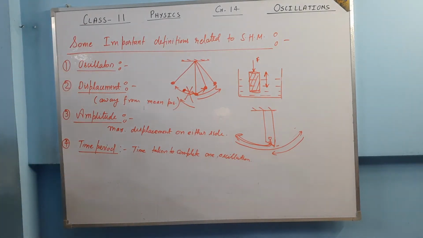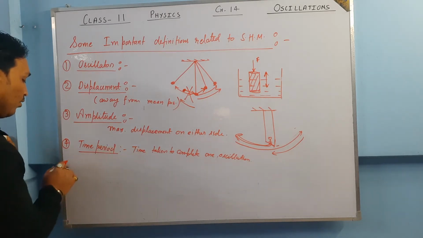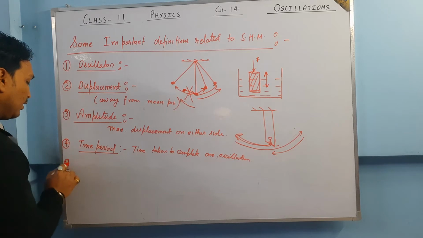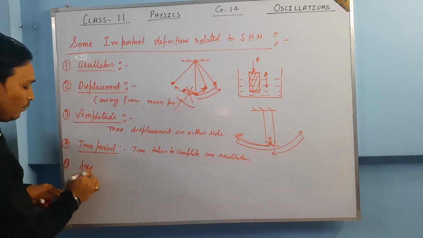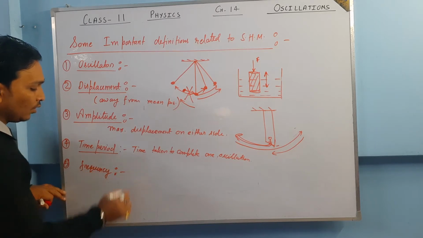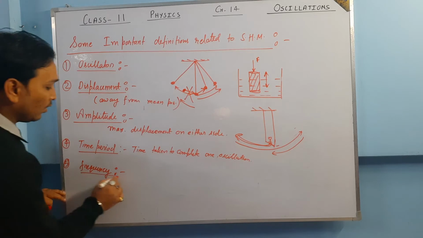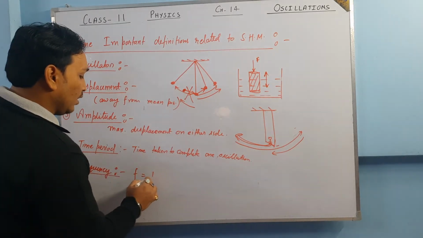What is the time period? What is the formula of that? We'll discuss it later on. Fifth one is frequency. What is frequency? Basically it is the reciprocal of the time period, denoted by small f, 1 upon time period.